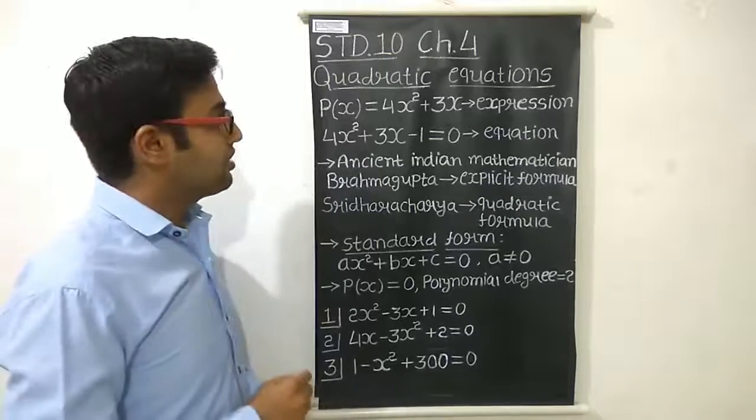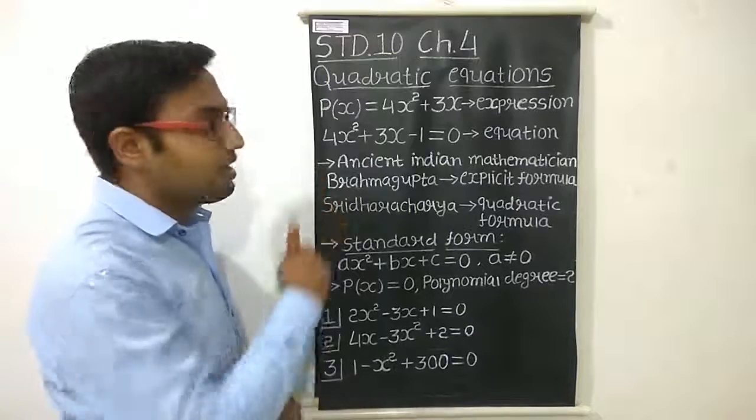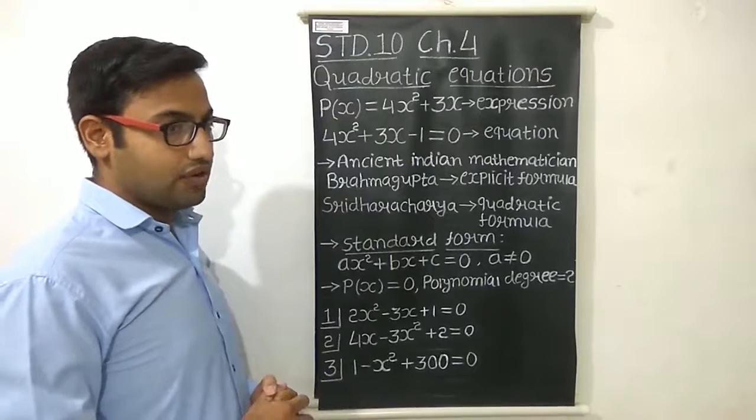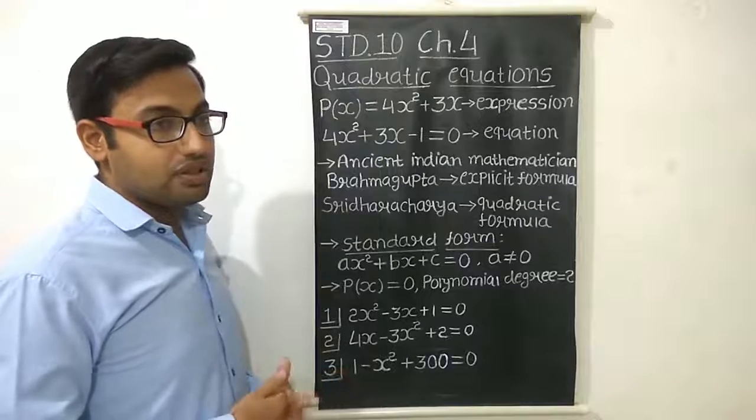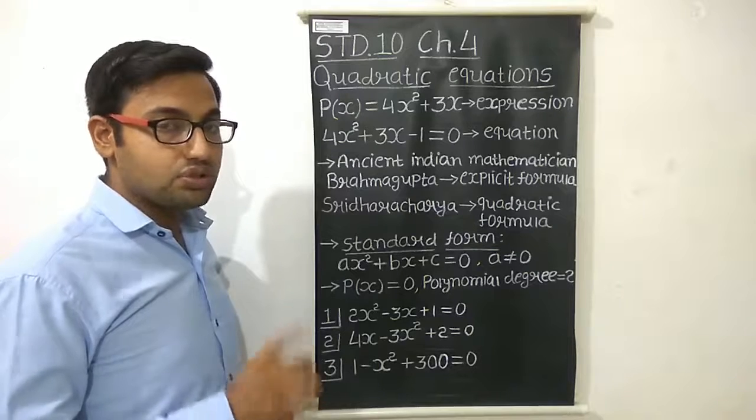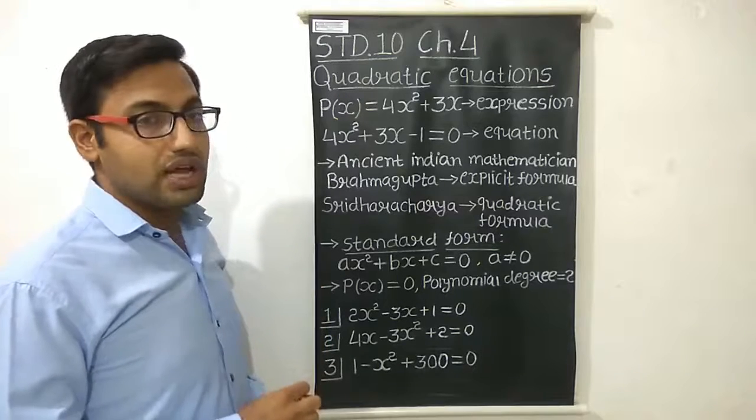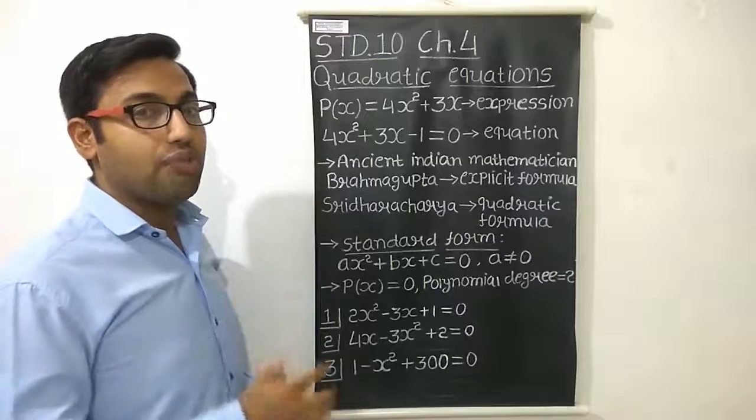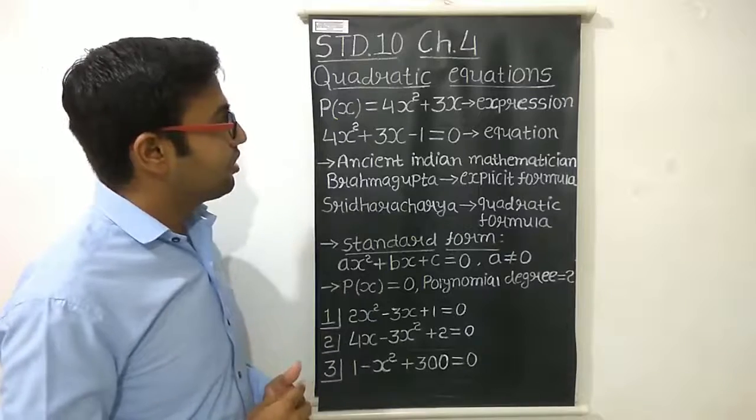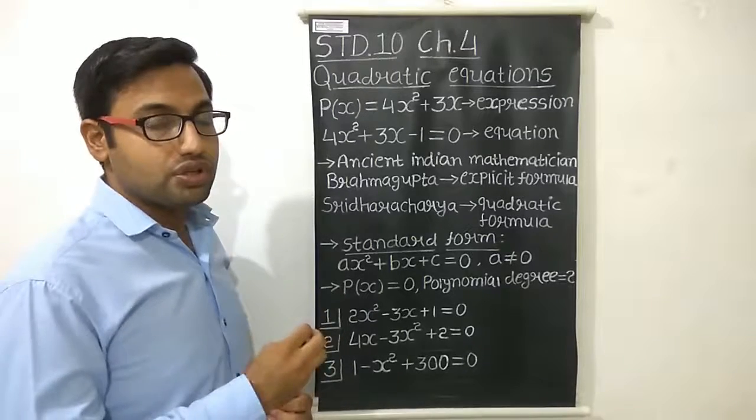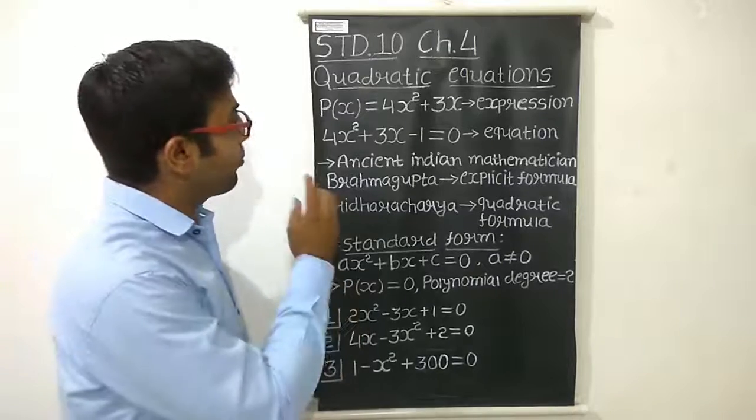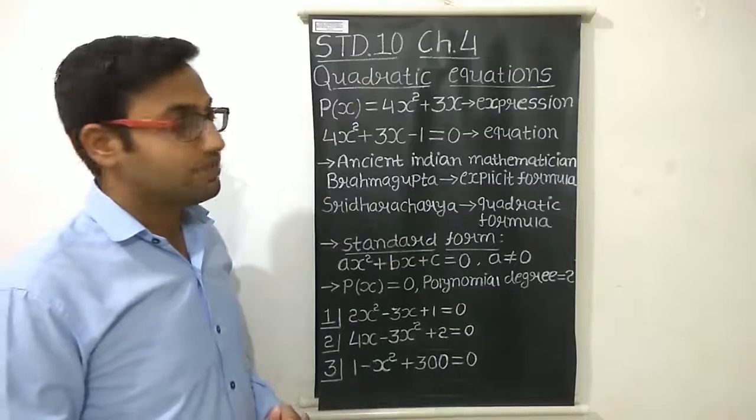So in polynomials there is a term, quadratic polynomial, right? If the maximum power of the variable in the polynomial is 2, then we call that polynomial a quadratic polynomial. In the same way, here we have to study equations in which the variable has the power 2. That type of equation is called a quadratic equation, right?